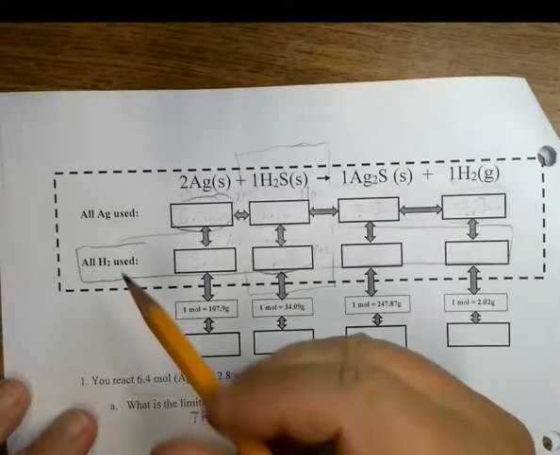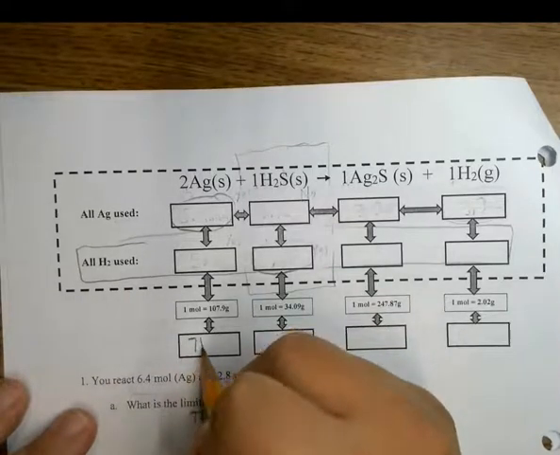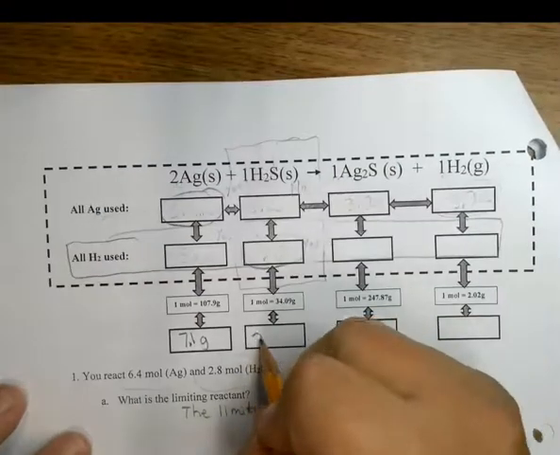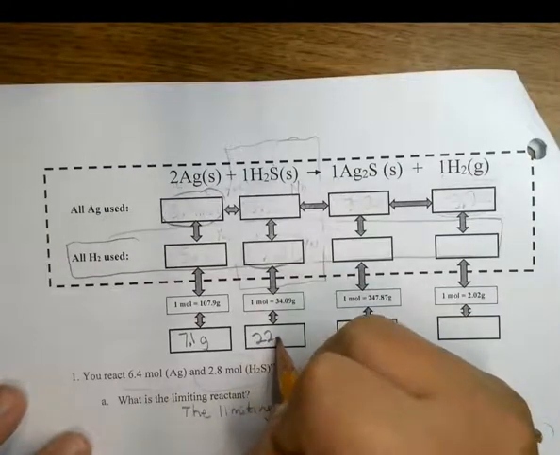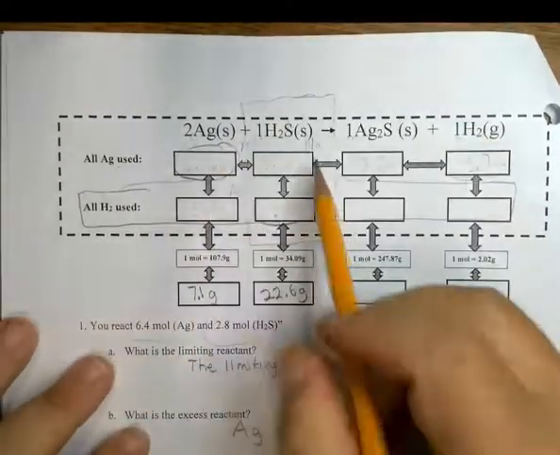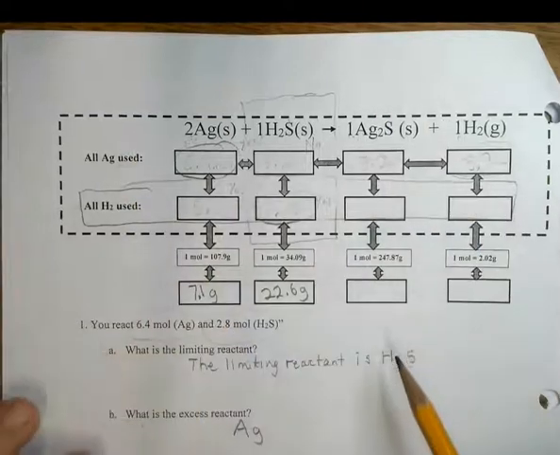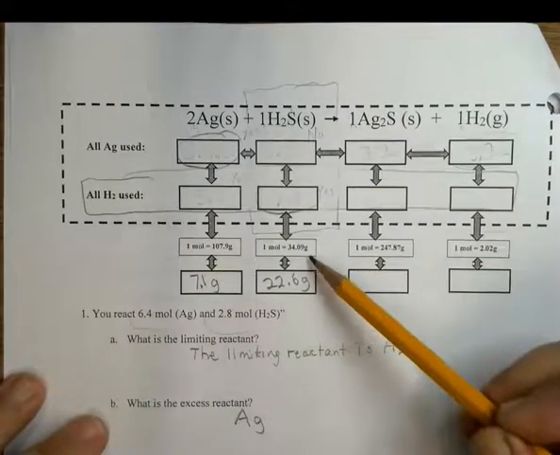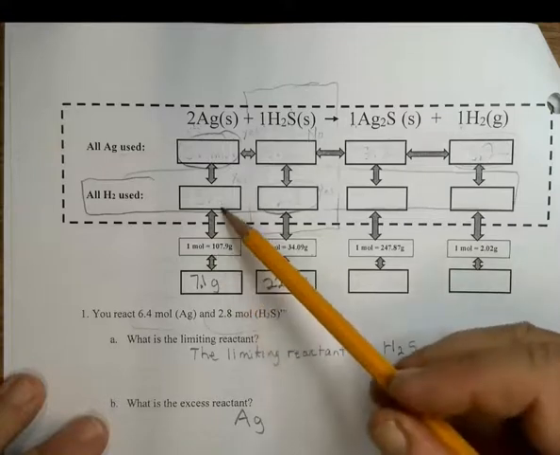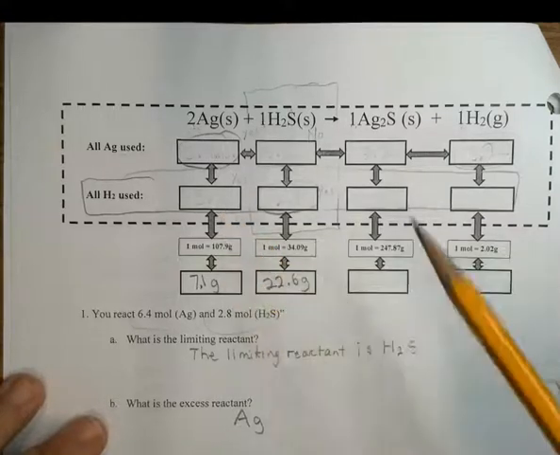So we have 7.1 grams of silver, and we have 22.6 grams of hydrogen sulfide. Okay, so now again, the chemical equation inside this dashed line does not speak in the language of grams, so we have to do what we've done many times already. We have to convert from grams into moles. Okay, so we're going to go ahead and do that.